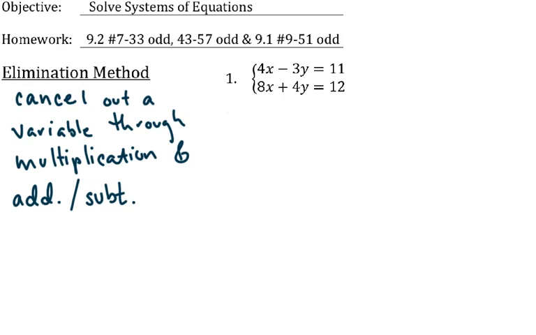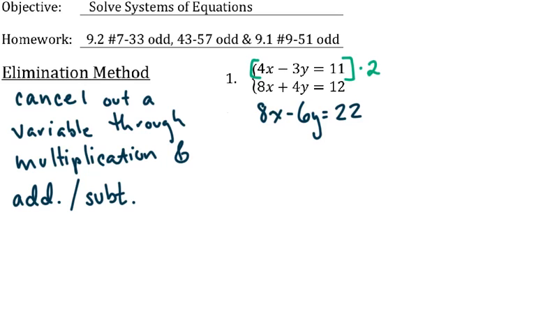The first thing I would hope that you notice about this system, based on previous experience, is that our x terms are multiples of each other. And so that's how we're going to use the multiplication. We're going to multiply the first equation by 2, and that's going to give us the new equation 8x minus 6y equals 22. And then the helpful thing here is that we now have equivalent like terms.